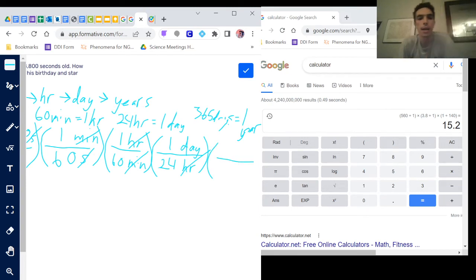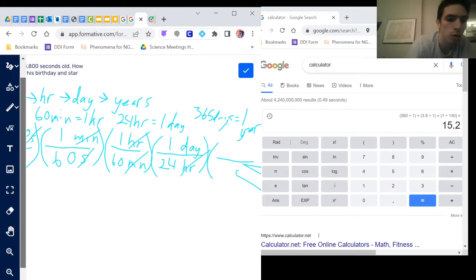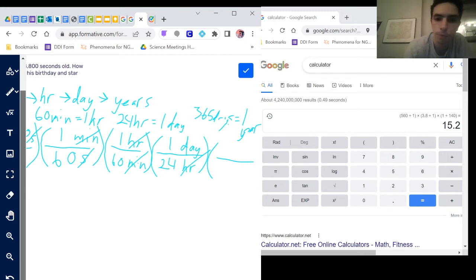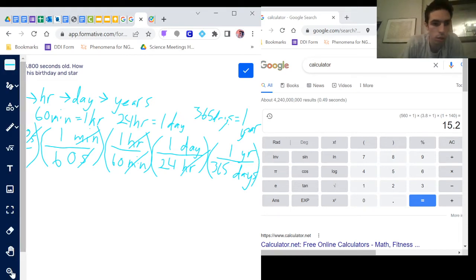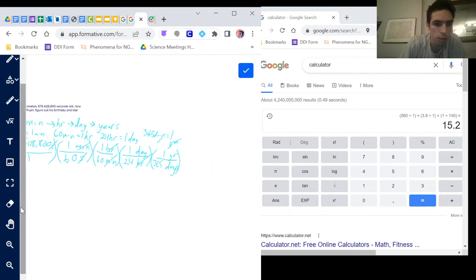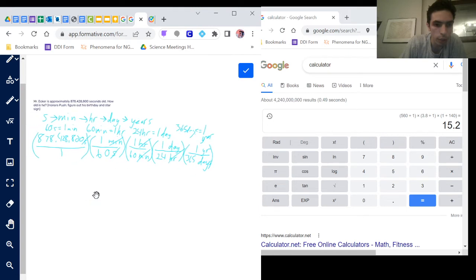Okay, and we're left with days in our numerator, so I'm going to put days in our denominator down here so that those will go away. And we have 365 of those is equal to 1 year. Okay. So let's zoom out a little bit and see what all we need to plug into our calculator.